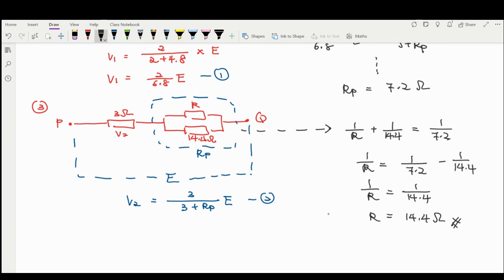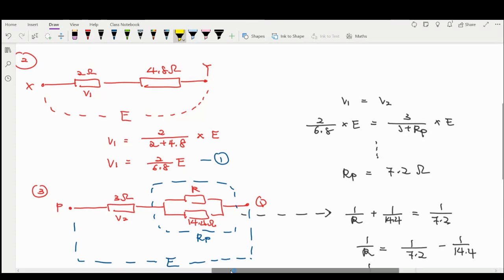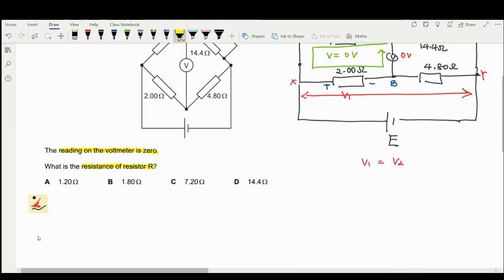So this question is slightly complicated, but if you do it step by step, you should still be able to solve it. R equal to 14.4. The answer will be D here.